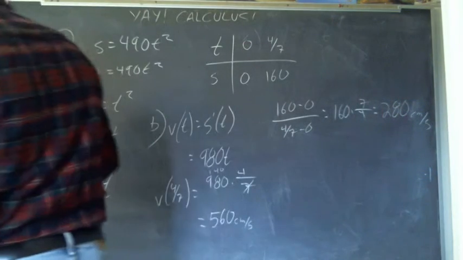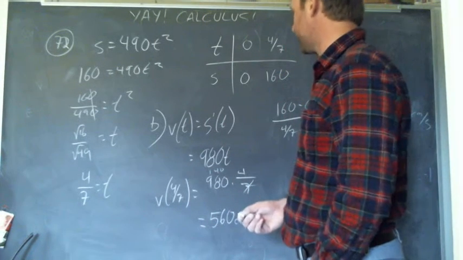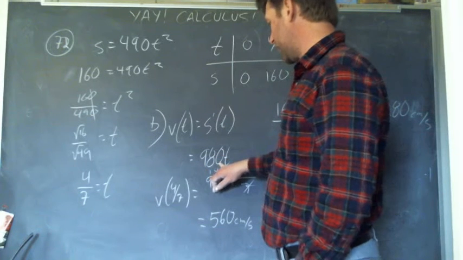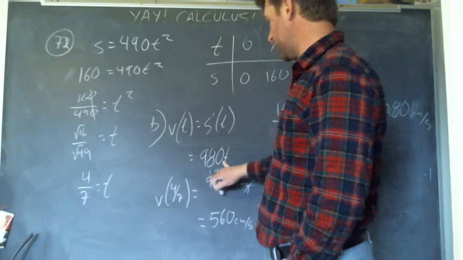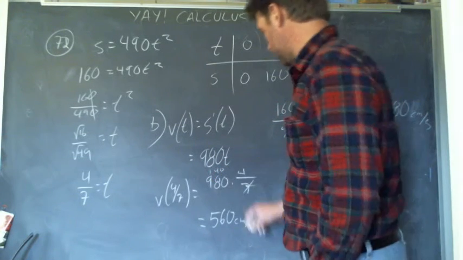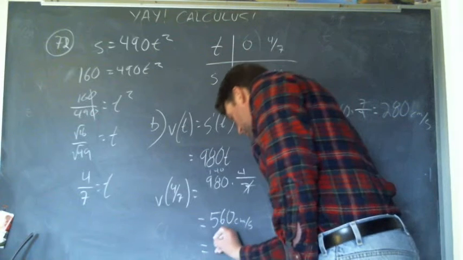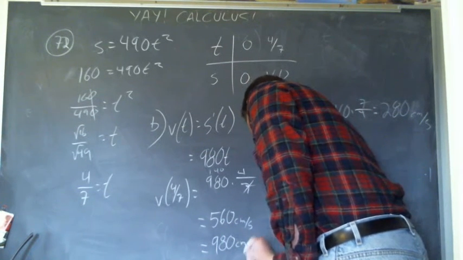And our acceleration at that point will be constant, because our velocity is 980t, and our acceleration is the first derivative of velocity. The derivative of 980t is just 980. So that's 980 centimeters per second squared.